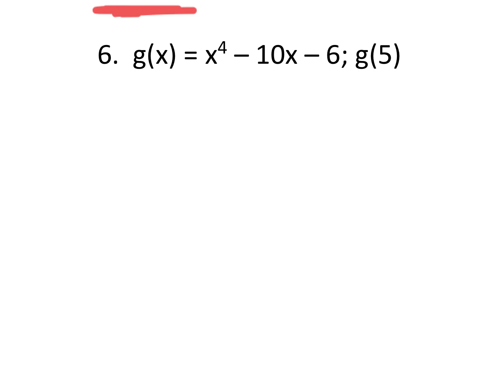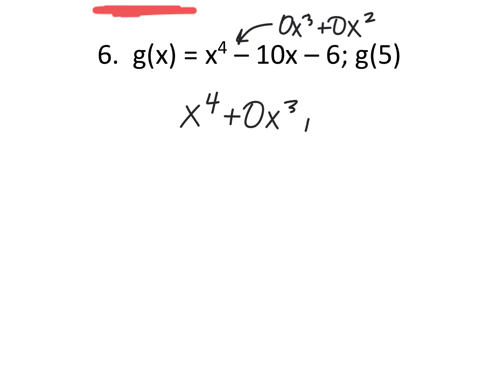We're missing the cubed, right? And the squared. So you're missing 0x to the third and 0x squared. So we're going to rewrite it out, just make sure we get that right. X to the fourth plus 0x to the third plus 0x squared minus 10x minus 6. The actual process here is pretty easy. So if you're making a mistake, it's probably going to be either a sign issue, positive, negative, or it's going to be that you missed the terms because there were some that were missing.